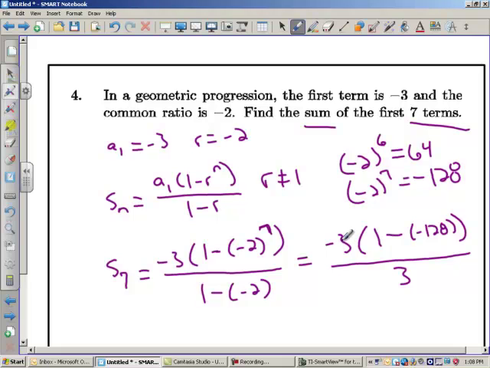I can probably cancel right here with these 3's. And so I've got negative 1 plus 128. So that works out to be negative 129. And it makes sense that this sum is negative because I'm starting with negative 3, and I'm multiplying by negative 2 back and forth through the first 7 terms. So that is our answer.